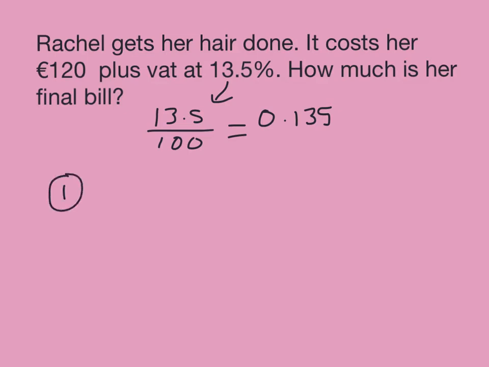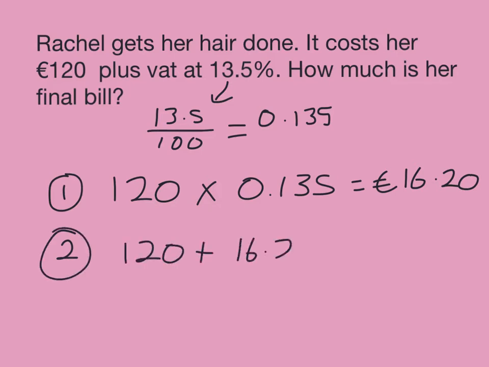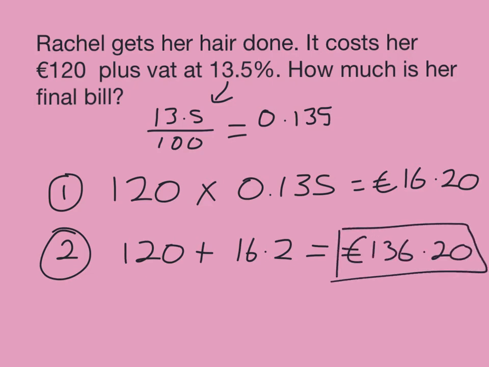Okay, so first step, 120 multiplied by 0.135, and I just do that in the calculator. And I'm going to get 16.2. And then my second step, I get 120 plus 16.2, and I get 136.20. That's my final answer. That's how much Rachel pays to get her hair done.